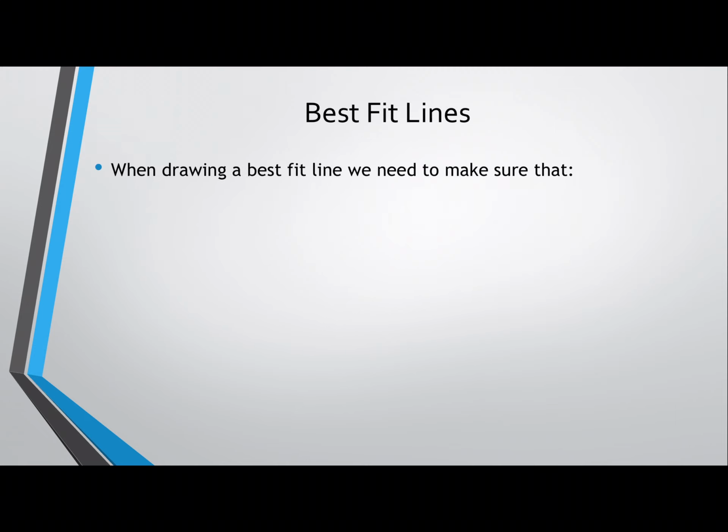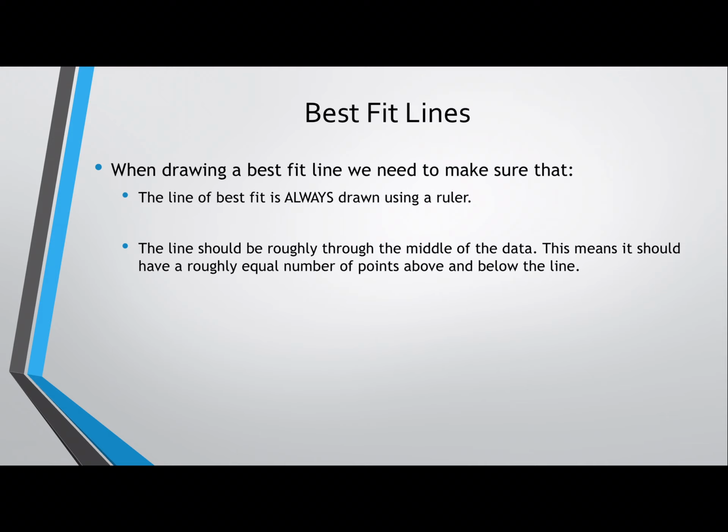So now we need to look at best fit lines. So when we're drawing a best fit line, we need to make sure that we've got a few things going on. So first things first, a best fit line needs to always be drawn using a ruler. I know in this case I'm using a computer, so it's a straight line anyway, but when you're doing these yourselves, it can't just be approximate, you have to use a ruler. The line should be roughly through the middle of our data. It should have a roughly equal number of points above and below the line.